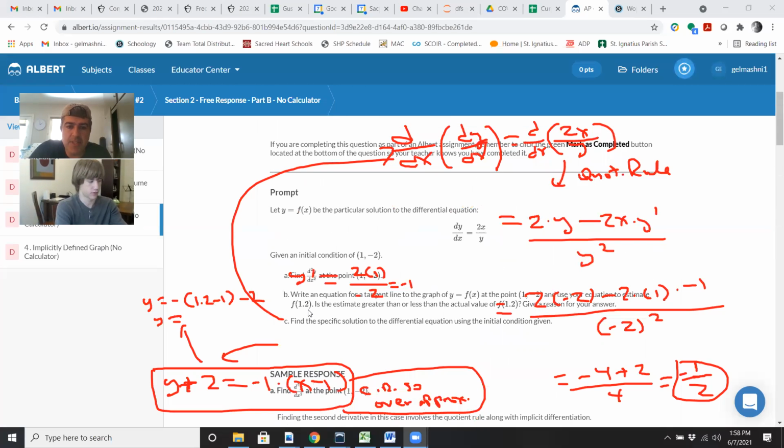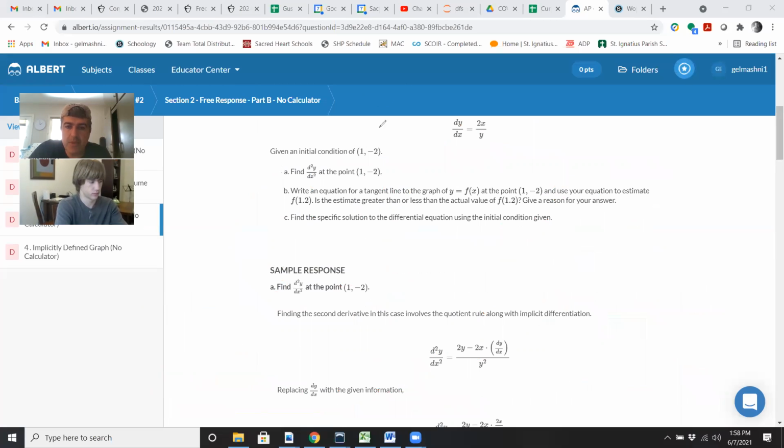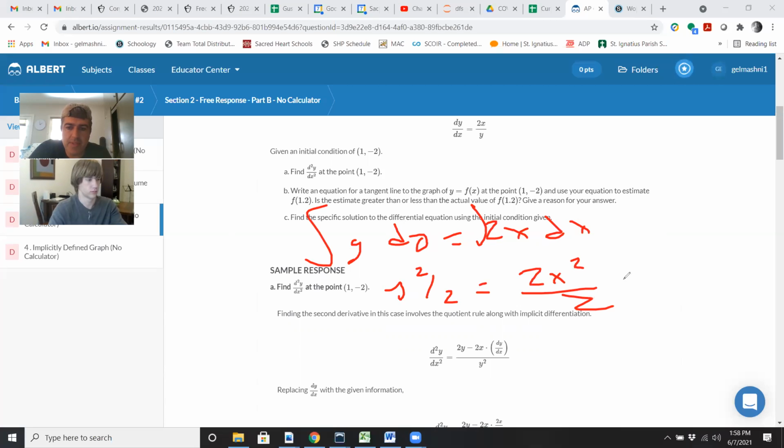Then lastly, for part C, just separate. So you get y dy equals 2x dx. It's actually one of the easier ones to do. Hopefully it'll be that kind to you on Wednesday. So you get 2x squared over 2 plus c.